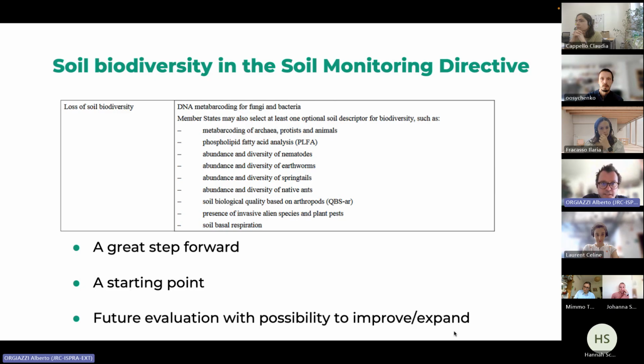As you can see in the list, there is actually only one mandatory parameter that should be measured by member states, which is the DNA metabarcoding of bacteria and fungi. But then there is also a long list of optional indicators. Of course, it's probably not the best, but it's a starting point. It's the first time that soil biodiversity is in legislation, and there will be the possibility in the future to improve and expand this framework.